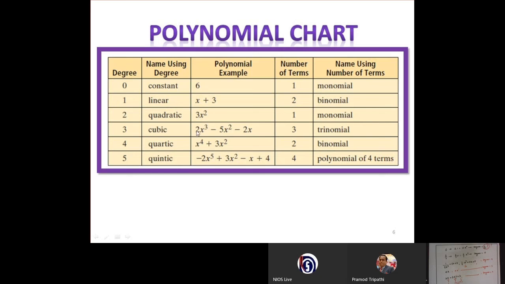Cubic polynomial, 2x cube minus 5x square minus 2x. There are 3 terms, so it is a trinomial, but the highest degree is 3. Quartic, x raised to the power 4 plus 3x square: the number of terms is 2, so it is a binomial. So now I hope you have understood it.